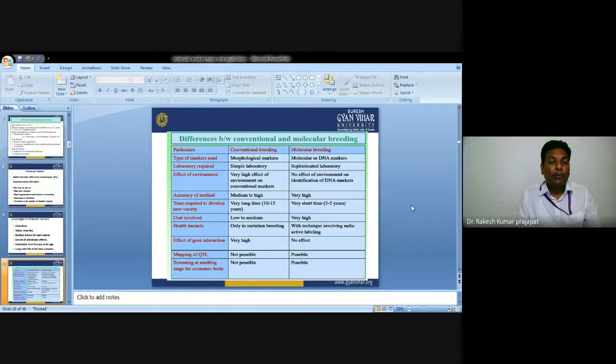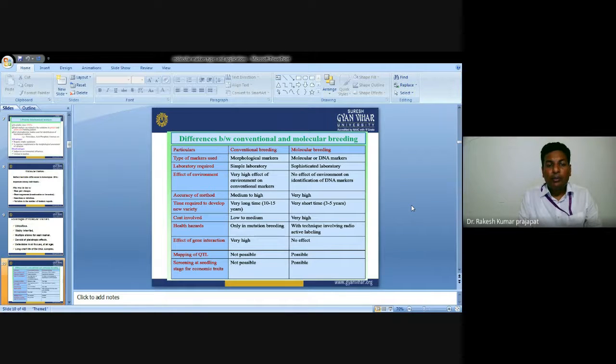When we use morphological means, no sophisticated laboratory is required, while in the case of molecular markers, we have to use sophisticated instruments and sophisticated laboratories. If we talk about the effect of environment, as I told you, molecular markers are not influenced much by the environment, while morphological markers and traits definitely have a high effect of environment. There is no effect of environment on the molecular markers. Accuracy of method: medium to high for conventional, very high for molecular.